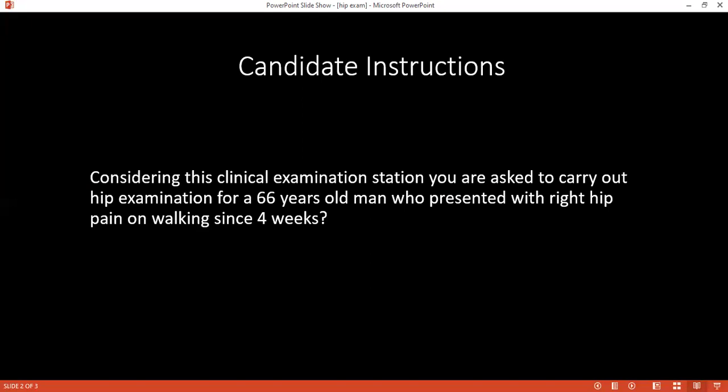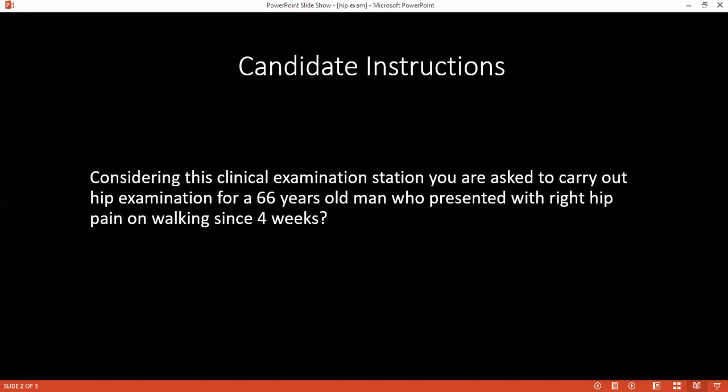Now, Mr. Smith, I'm going to perform certain tests on you. Like I will check for limb length discrepancy, and then I will perform the Thomas test. After that, I will cover the patient and say thank you.